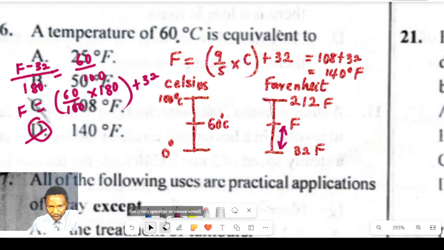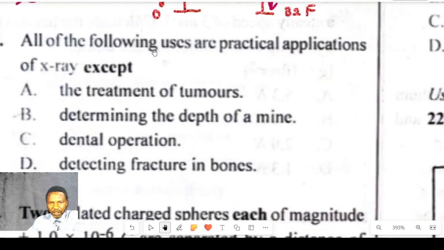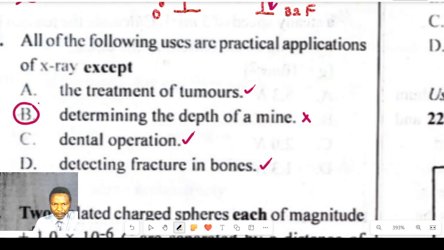Question 17. All of the following are practical applications of X-ray, except. X-ray for the treatment of tumor, chemotherapy, correct. Determine the depth of a mine, no. Dental operation to determine cavity, yes. Determine fracture in bone, yes. So the answer is B.